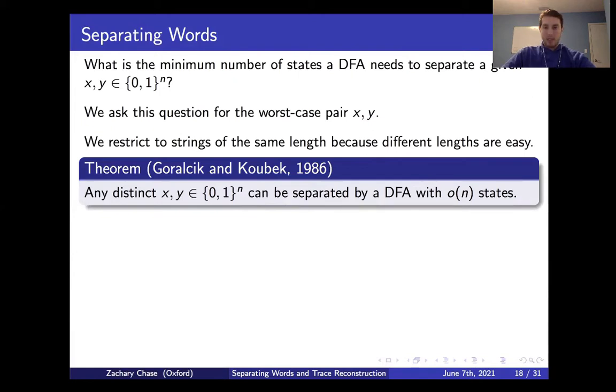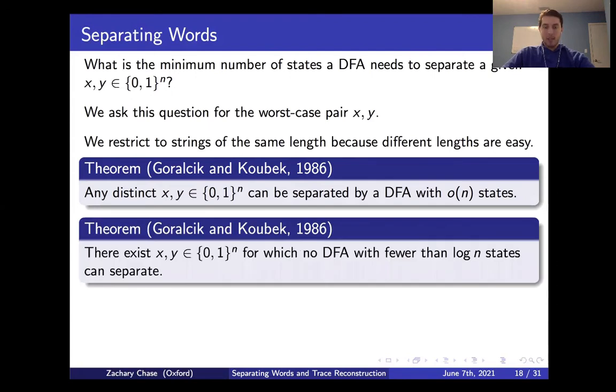In 1986, Goralčík and Koubek showed that any distinct X and Y in {0, 1}^n can be separated by a DFA with a sublinear number of states. And they also showed a lower bound of log n. So there exist X and Y for which no DFA with fewer than log n states can separate them.